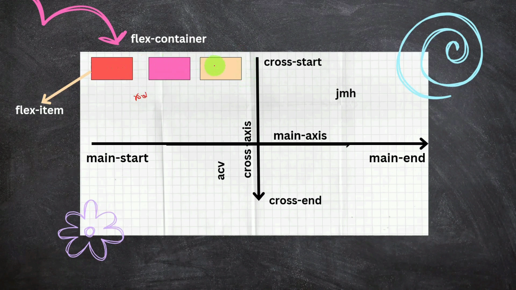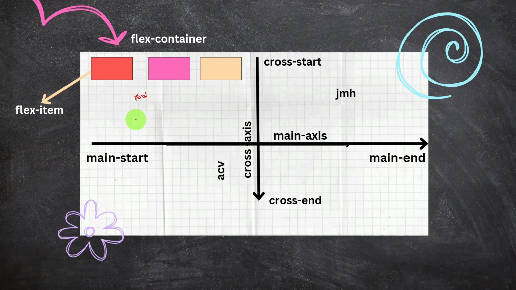So when elements are arranged in a horizontal way, our x axis will be the main axis, and the starting is called main start and the ending is called main end. And the opposite of that, the vertical axis, is called the cross axis. This will be the cross start and this will be the cross end.